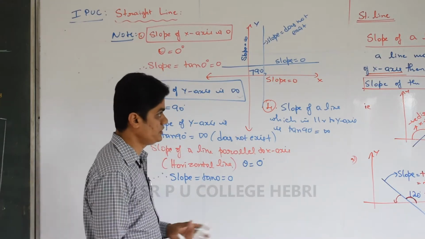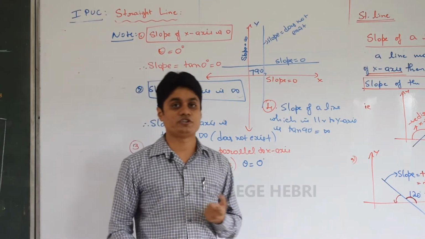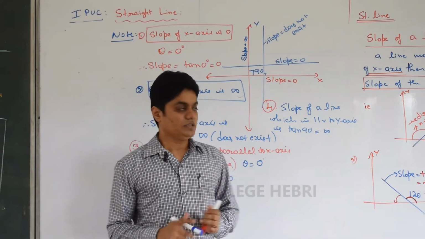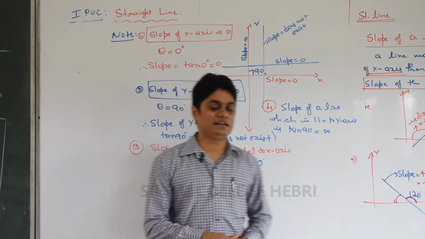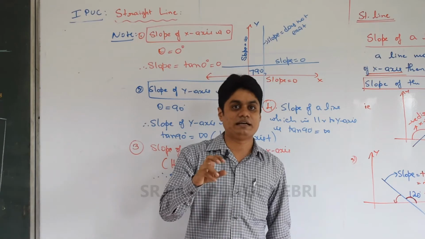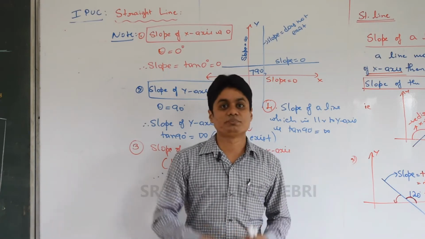So I hope you understood what I mean by slope, the slope of the x-axis, the slope of a horizontal line, the slope of the y-axis, and the slope of all vertical lines. Now see, you may not always be able to find theta, the angle made by the line with the positive direction of the x-axis. It may not be possible every time.